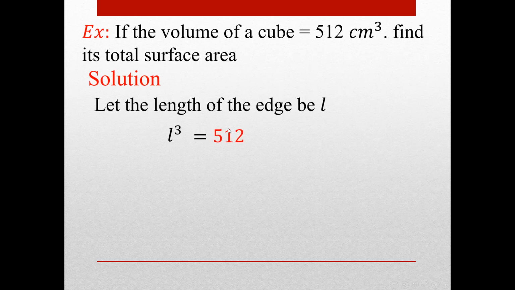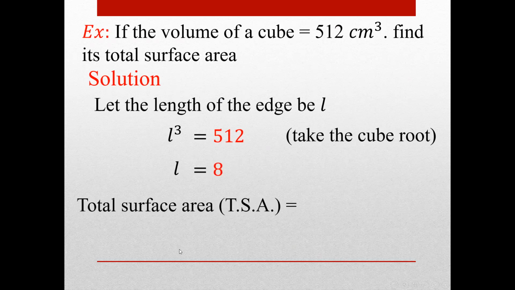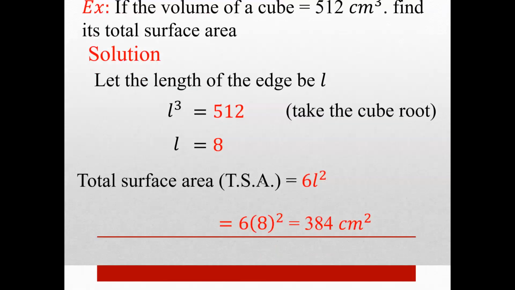Here again, I want to get L. L cubed is 512, so I'll take the cube root. L equals the cube root of 512, which will be 8 centimeters. Here I want to know the total surface area. It will be 6L squared, so 6 times 8 squared equals 384. If I want to know the lateral surface area, I make 4 times L squared, so 4 times 8 squared.